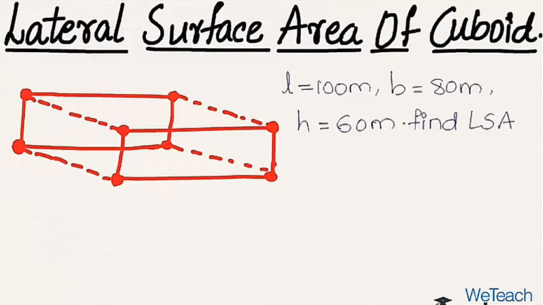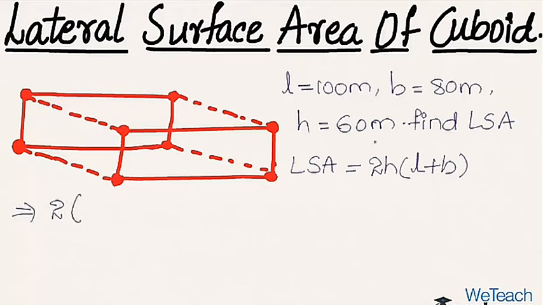Now let us see the example. Length is equal to 100 meters and breadth is equal to 80 meters and height is equal to 60 meters. For the cuboid, the dimensions are given as below and we have to find the LSA. As we know that LSA of any cuboid can be written as 2H into (L plus B), or even you can write it as 2 into (L plus B) into height also.